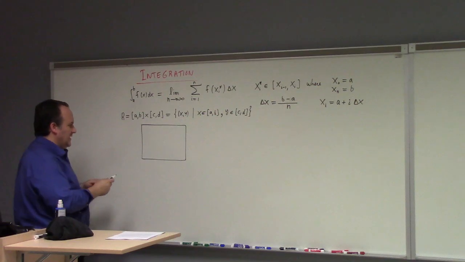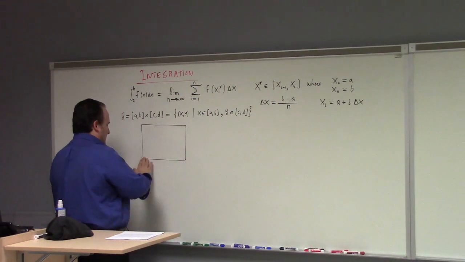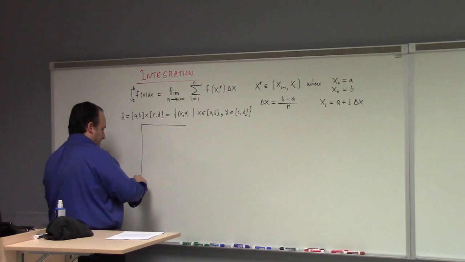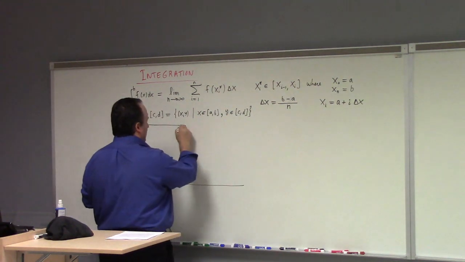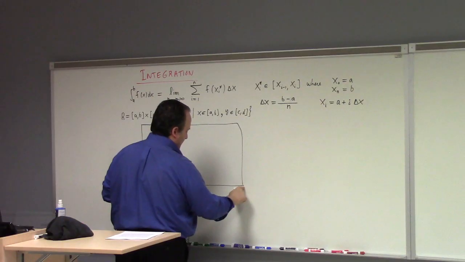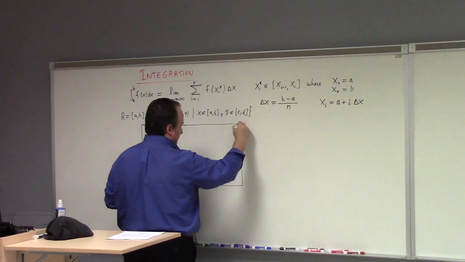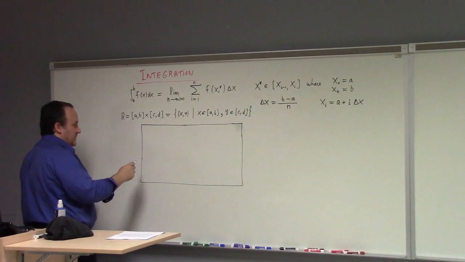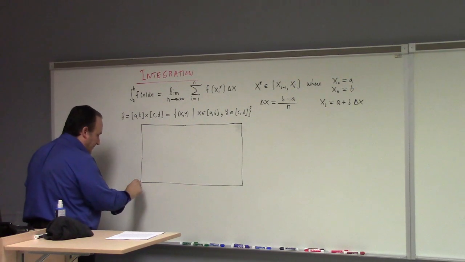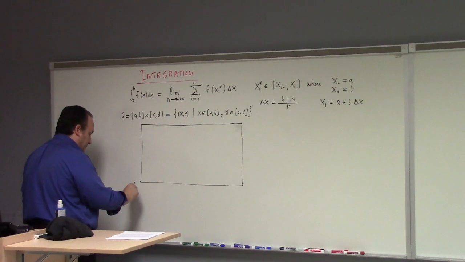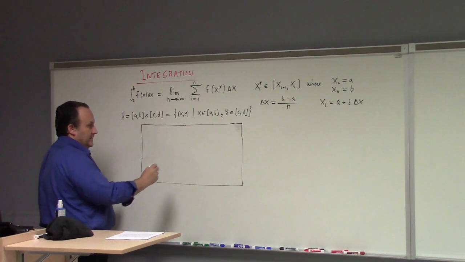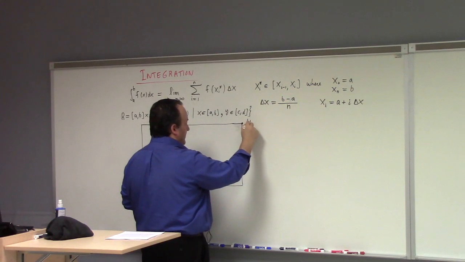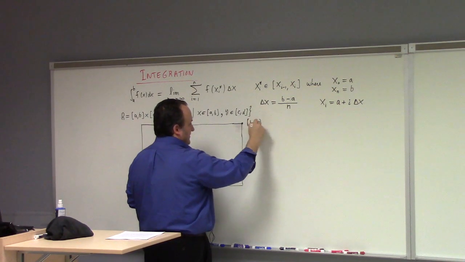So let me make my box bigger so you can see better. All right, so my corner got a little bit hinky there. These are both closed intervals. So this point right here would be (a, c). This point up here would be (b, d). Now these are points, right?